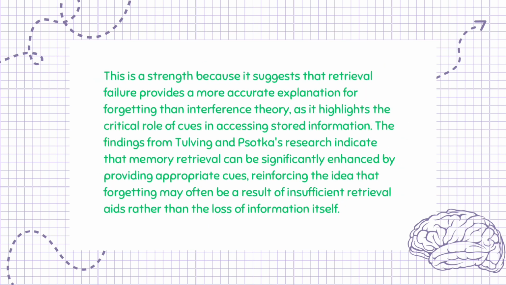This is a strength because it suggests that retrieval failure provides a more accurate explanation for forgetting than interference theory, as it highlights the critical role of cues in accessing stored information. The findings from Tulving and Psotka's research indicate that memory retrieval can be significantly enhanced by providing appropriate cues, reinforcing the idea that forgetting may often be a result of insufficient retrieval aids rather than the loss of information itself.